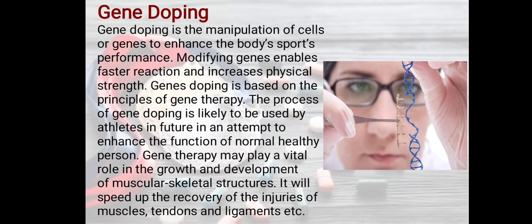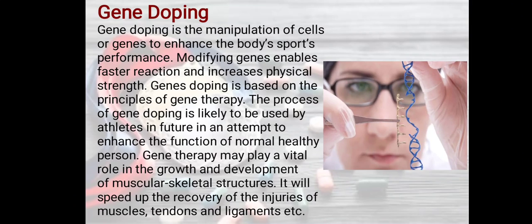What does the gene used to do? That is used to enable faster reaction and increase physical strength. Gene doping is based on the principle of gene therapy. With the help of gene therapy, it has been done. The process of gene doping is likely to be used by athletes in future in an attempt to enhance the function of the normal healthy person. Now, gene therapy may play a vital role in the growth and development of the musculoskeletal structure. It will speed up the recovery of injuries of the muscle, tendons and ligaments, etc.